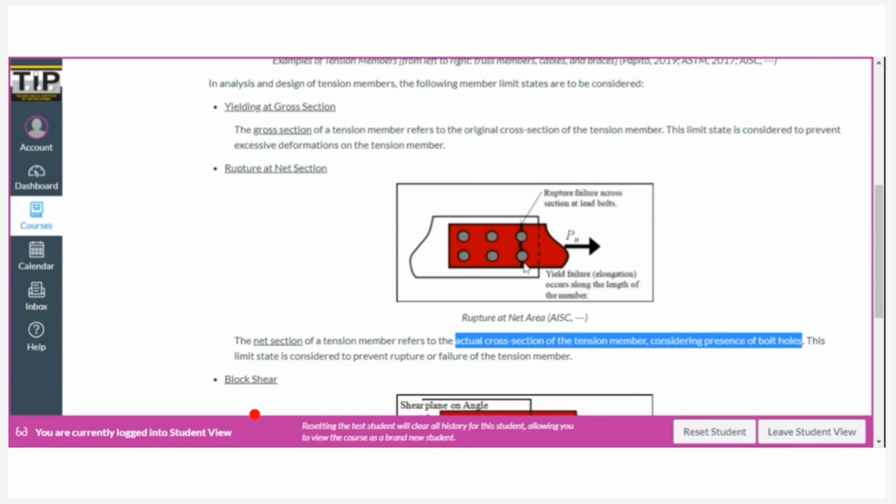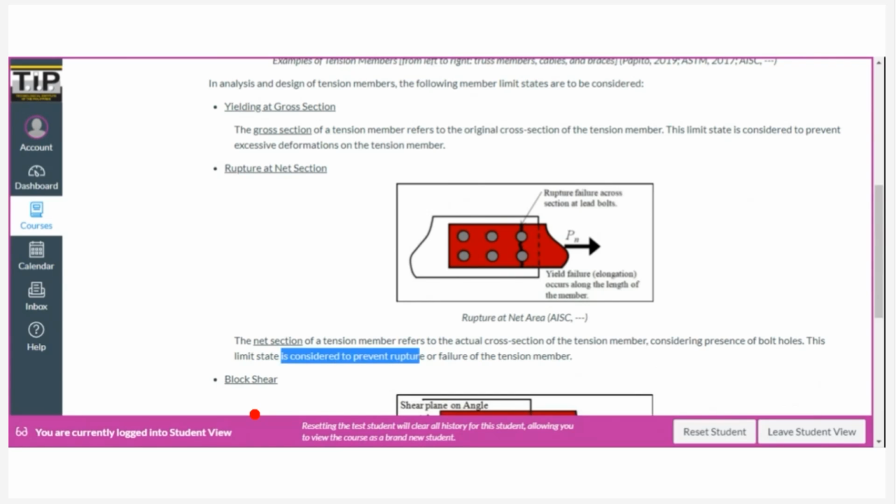In this case, we do not want to develop rupture cracks or failure cracks at these portions. So this particular limit state is considered to prevent rupture or failure of the tension member. So now, if we compare this one at cross section, it is only yielding, but at net section, it is rupture. So maybe you may ask, why is it na hindi na lang natin consider yung yielding at the net section?